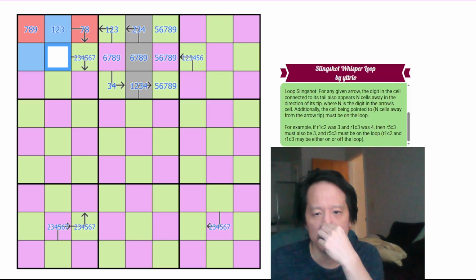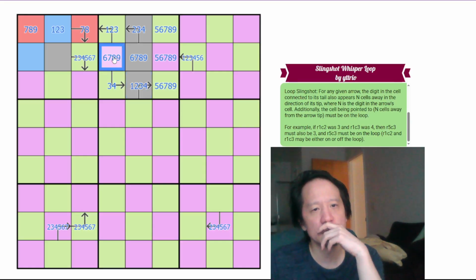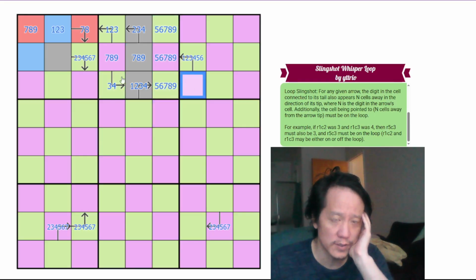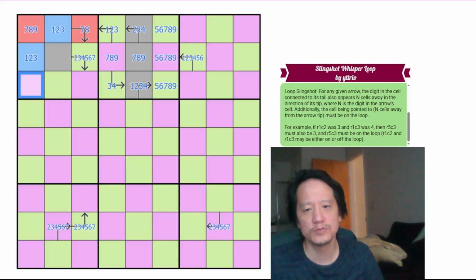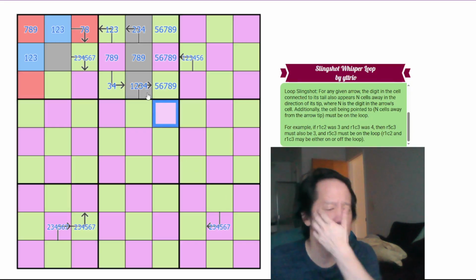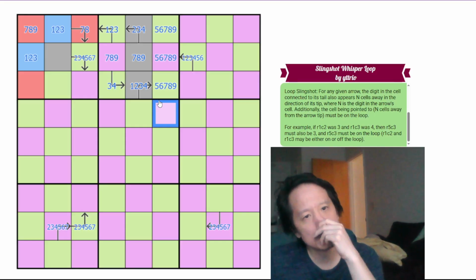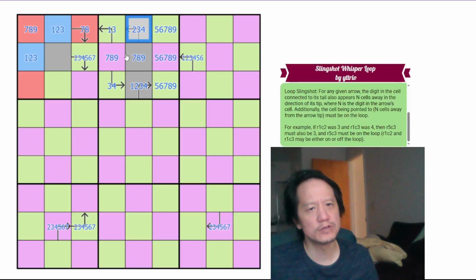This would not be on the loop. This would have to be 7, 8, or 9. 7, 8, or 9, so 5 or 6 would have to be here. This would be a low digit with 2 unique digits on the loop, so this would be high. That seems fine. So this would point to 1 or 3. And this would point to 2 or 4.